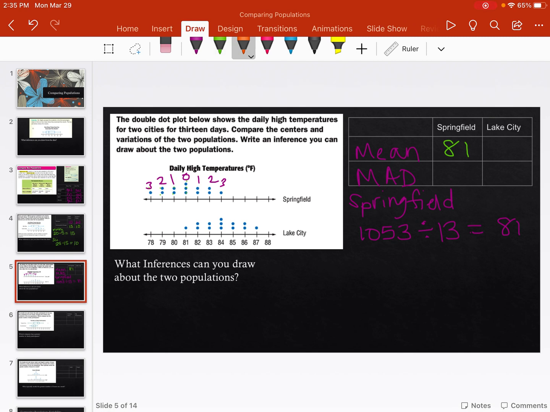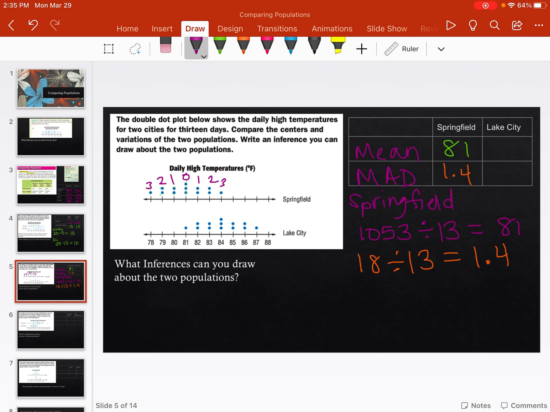And I get 18 divided by the 13 dots that there were. Let's go ahead and round this to the nearest tenth. So I divide, I get a really long number, but when I round it, I get 1.4 for our MAD.